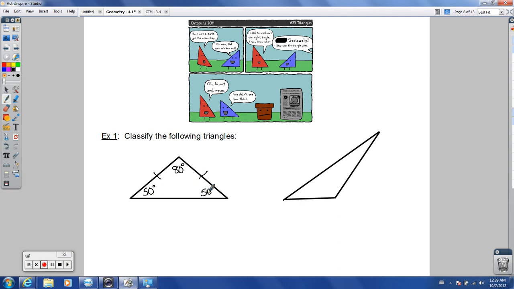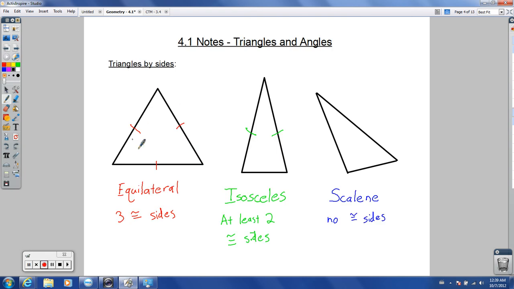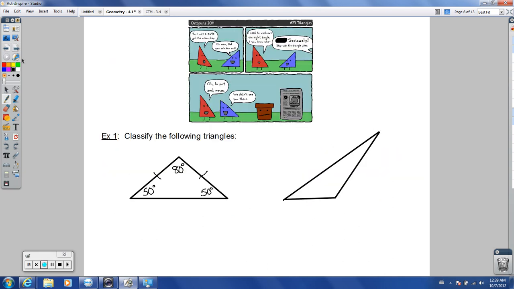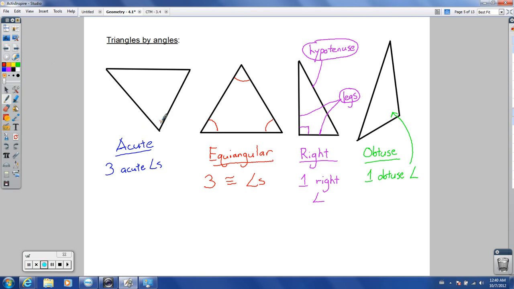So if we look at this, I go back to my drawings back here. By the sides, there are at least two sides that are the same. So that's going to be isosceles. And by the angles, I notice, hey, these two angles are the same. So I notice this one and this one are the same. And I look at all of these and they're all acute angles. Nothing is bigger than 90. And so I go back to this and I would say, okay, 3 acute angles, that's an acute triangle as well.